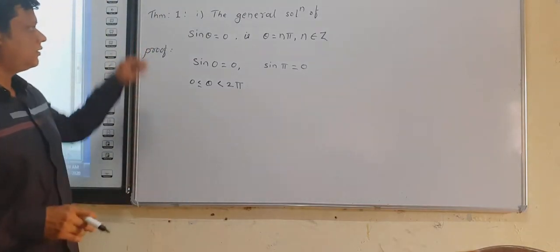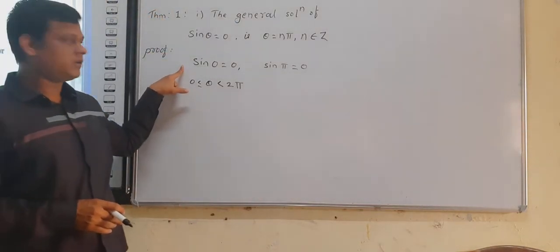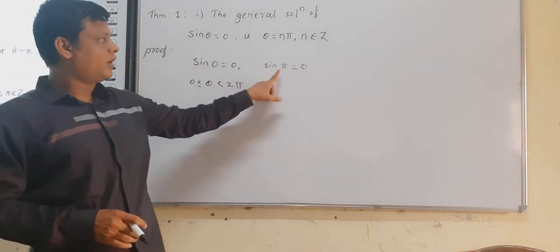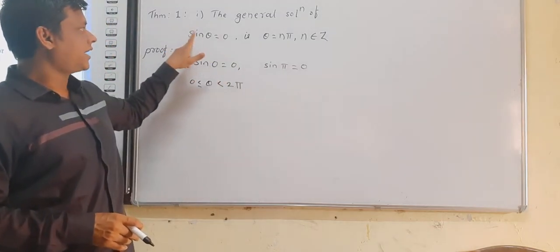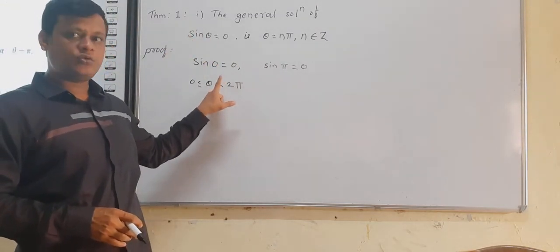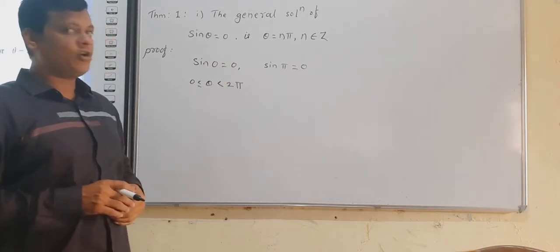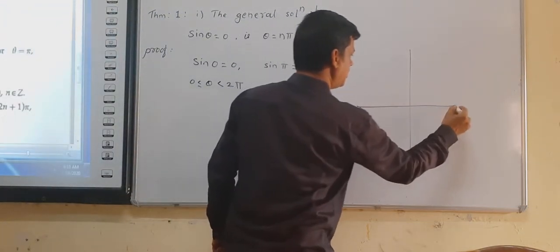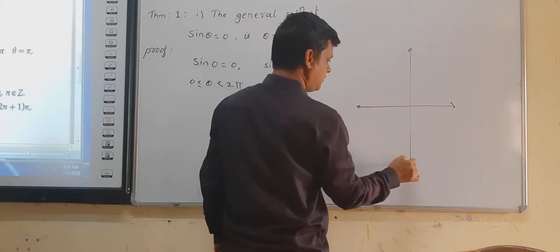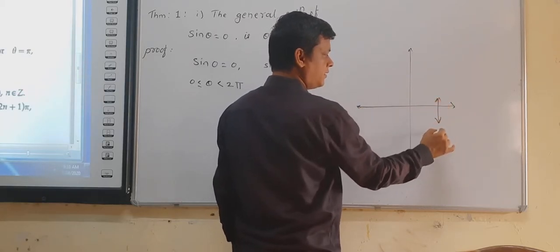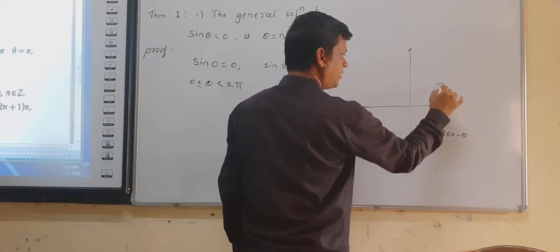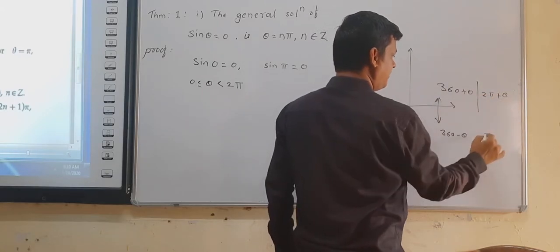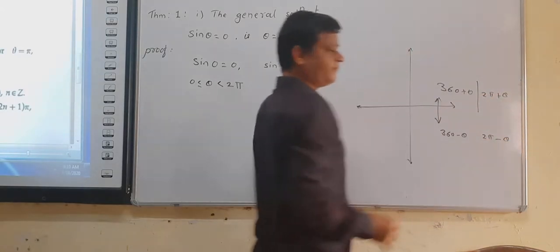Now from this we conclude that for angle theta equals 0 we get sin theta equals 0, for theta equals pi we get sin theta equals 0. That means these are the two solutions. Now by periodicity of trigonometric functions, which we discussed already, we see the formula 360 minus theta, 360 plus theta, that is 2 pi plus theta, 2 pi minus theta.